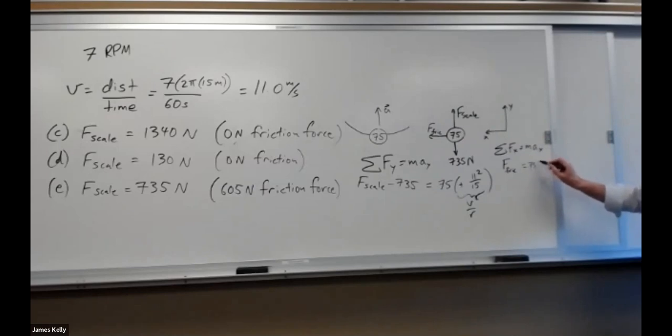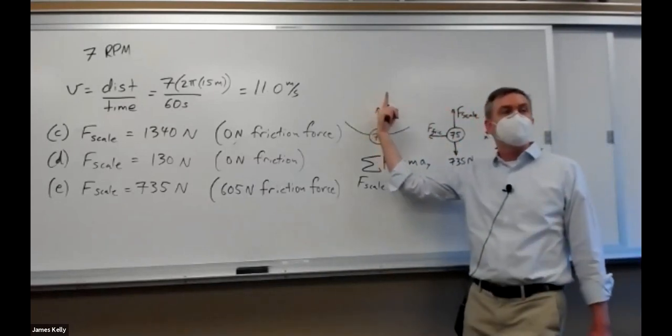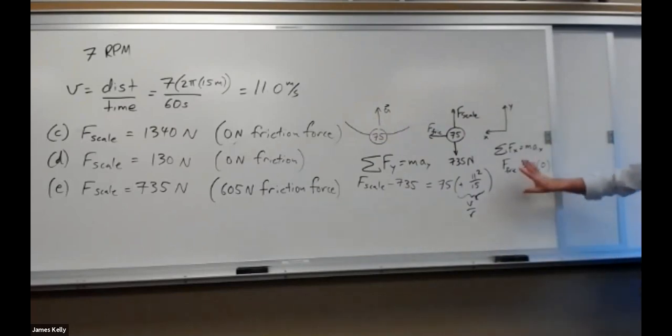That's equal to 75 times ax. What's ax here? It's 0 because a points toward the center of the circle, and so it has 0 x component, right? So the friction force is 0 here. We allowed for it to be non-zero, but then we solved and it was 0, so that's okay. Questions on C before we amend it to see how things change for D?